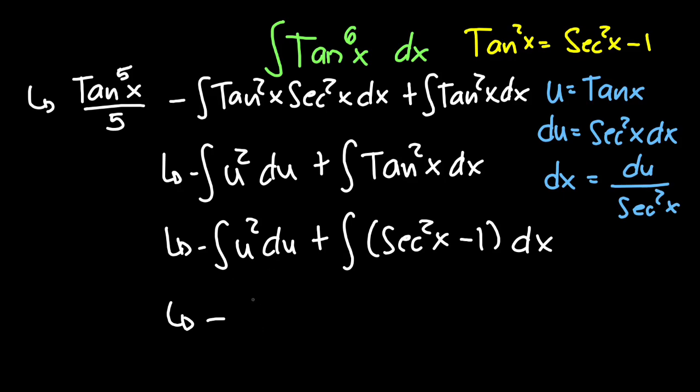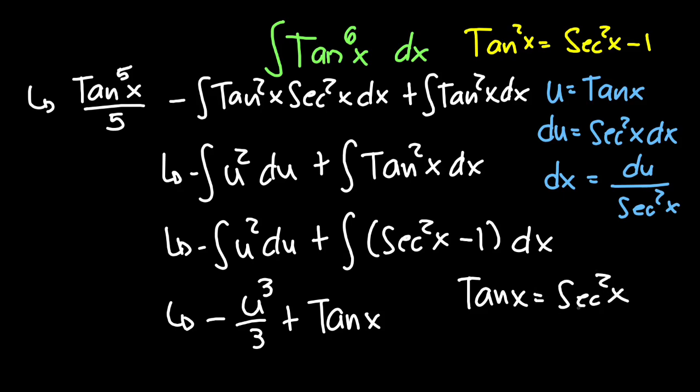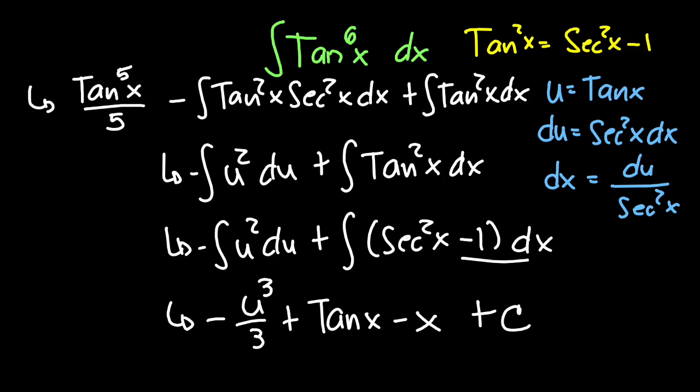The integral of u squared of du would be u to the power of 3 over 3 plus the integral of secant squared of x is actually equal to tangent of x. This was based from the derivative of tangent of x, which is equal to secant squared of x. The opposite of a derivative is an integral, so we can say that the integral of secant squared of x is equal to tangent of x. And for the last part, the integral of 1 dx is equal to x. And add plus c now.